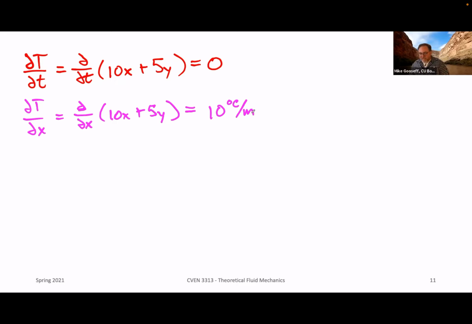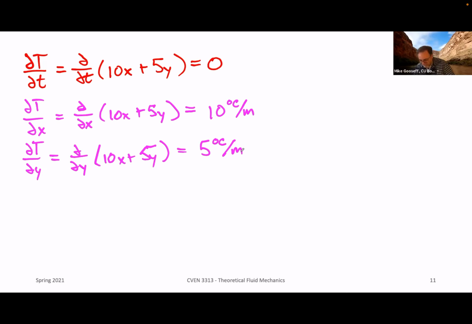The reason we know that is that we were given that temperature T is in degrees Celsius and that x and y are both in meters. So that's just how that worked out. I'll keep the same color because that's what I did on the previous slide, the way I circled it. Del T del y, similarly, we take del y of 10x plus 5y. And again, we end up with something similar, in this case 5 degrees C per meter.